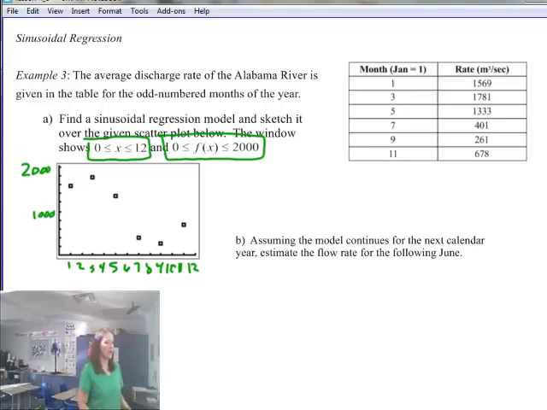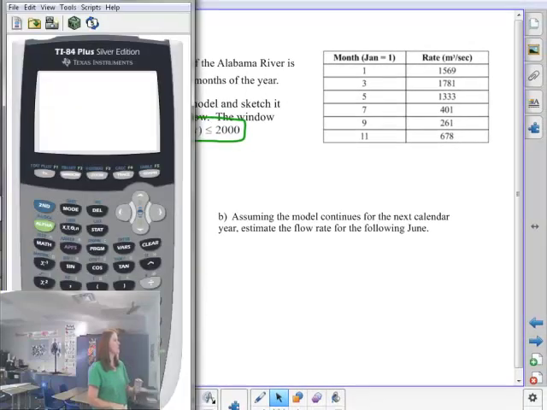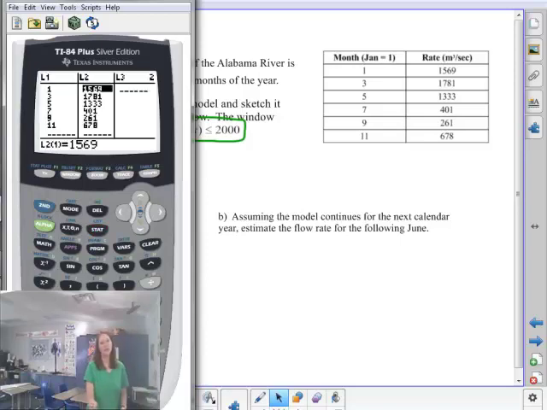And we're going to go ahead and find a sinusoid regression model. Okay, so let's pull up our graphing calculator. I already have the data typed into stat, I believe. Same data that you see there. And I already have my scatter plot going.